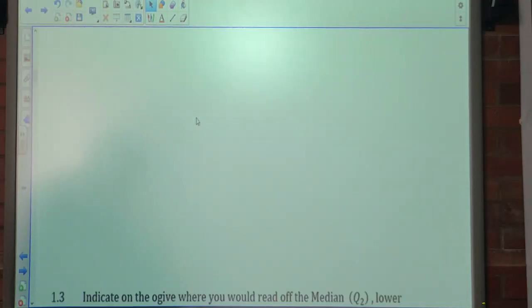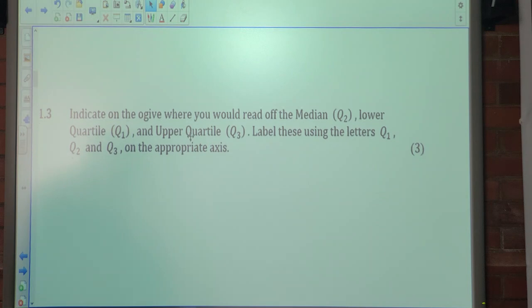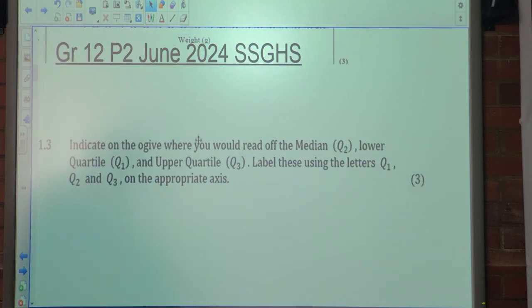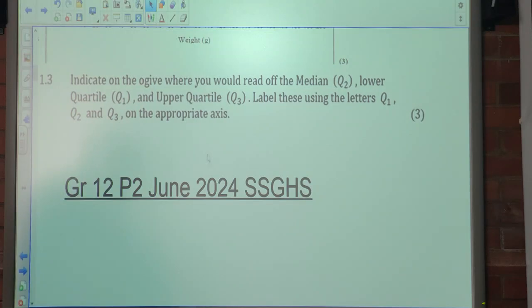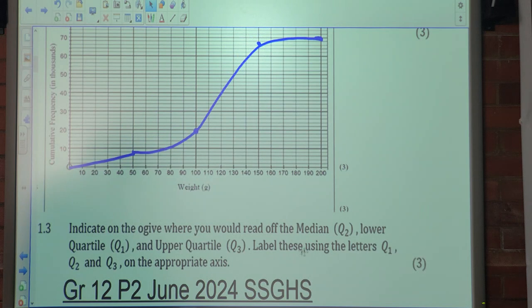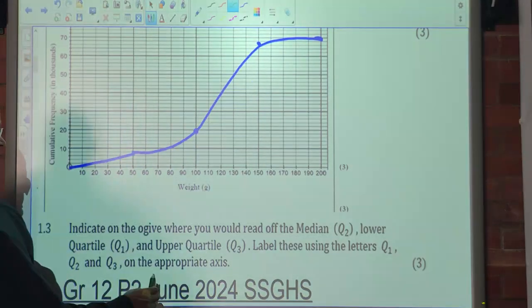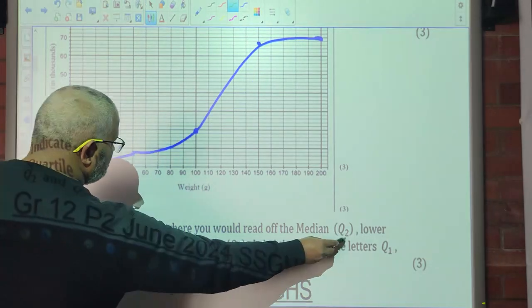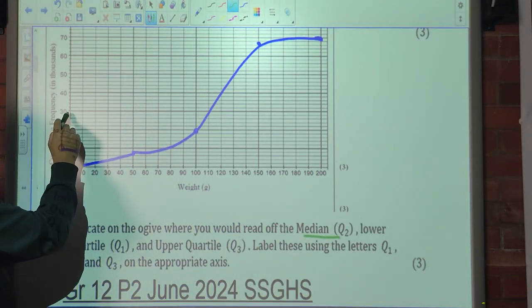Then the next question says, indicate on the ogive, the graph we just drew here, where you would read off the median, which is Q2, the lower quartile, which is Q1, the upper quartile, Q3, using the labels Q1, 2 and 3 on the appropriate axis. So, the median is Q2. So, how many values are there? 70. 70 divided by 2 is 35.